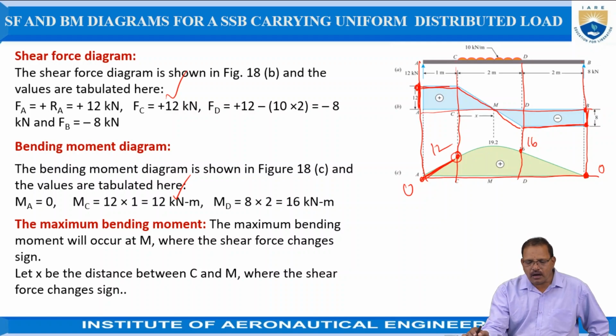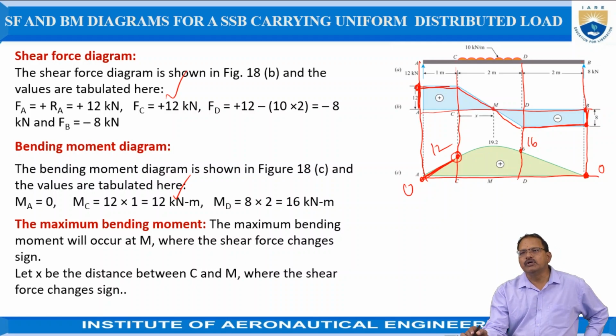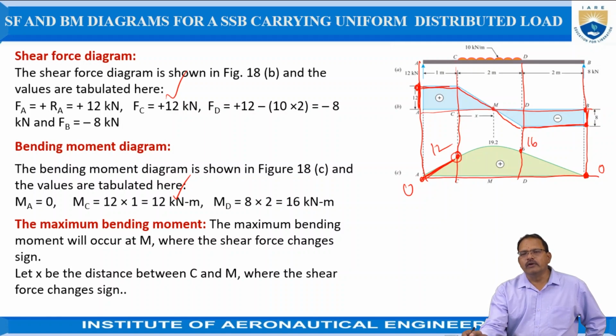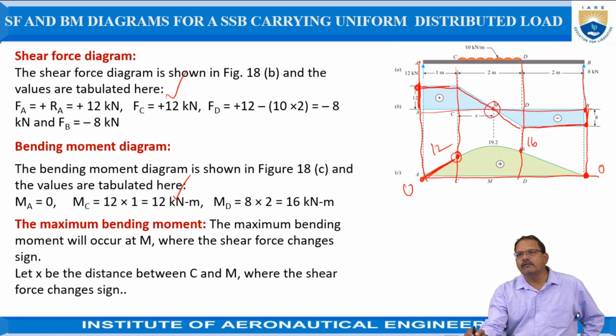Here, according to the problem, first of all, we have to determine the point at which the shear force becomes 0. Here the bending moment value is maximum where the shear force becomes 0, or where it changes its sign from positive to negative or negative to positive, as shown in the figure. Here let M be the point at which the shear force is changing.